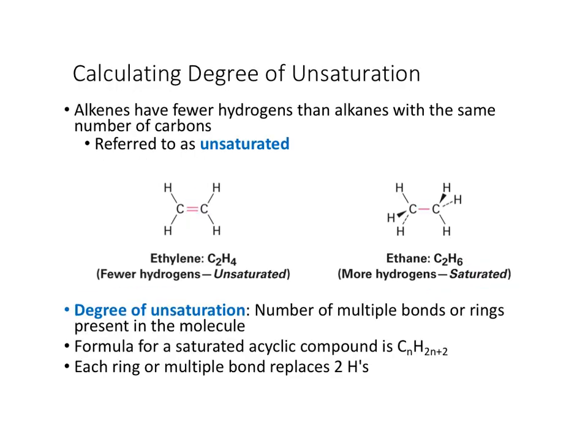Alkenes have fewer hydrogens than alkanes with the same number of carbons, and therefore are referred to as unsaturated. So if we compare ethylene here to ethane, ethylene would be unsaturated, ethane would be saturated. We will want to calculate what's called the degree of unsaturation, which tells us the number of multiple bonds or rings present in a molecule. And the formula for a saturated compound is CnH2n+2, where n is the number of carbons. Each ring or multiple bond replaces 2 hydrogens.